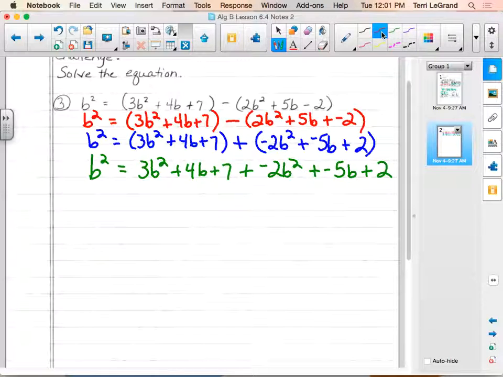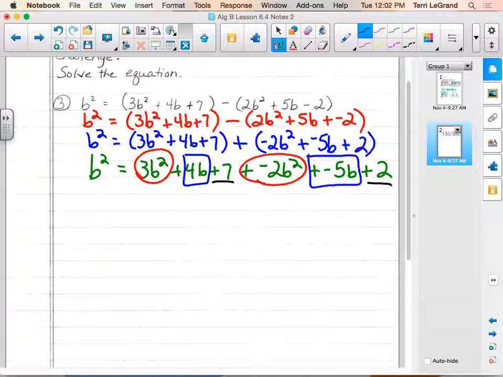If you have a method of picking different types of figures for showing like terms, I'm going to circle the b squareds because they're like terms. I'm going to put a rectangle around the b's because they're like terms. And I'm going to underline the constants because they're like terms. If you don't want to do the rearrange thing and you want to do that, I think we might be ready for that.